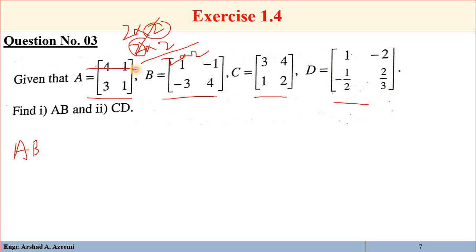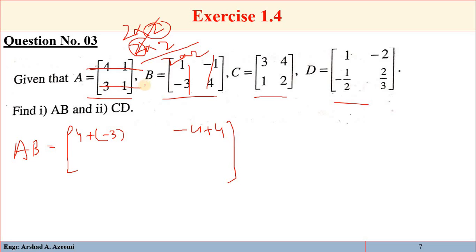Now multiply this row with this column. So 4 multiplied by 1, that is 4, plus 1 multiplied by minus 3, that is minus 3. Multiply this row with the second column. So 4 multiplied by minus 1, that is minus 4, plus 1 multiplied by 4, that is 4.